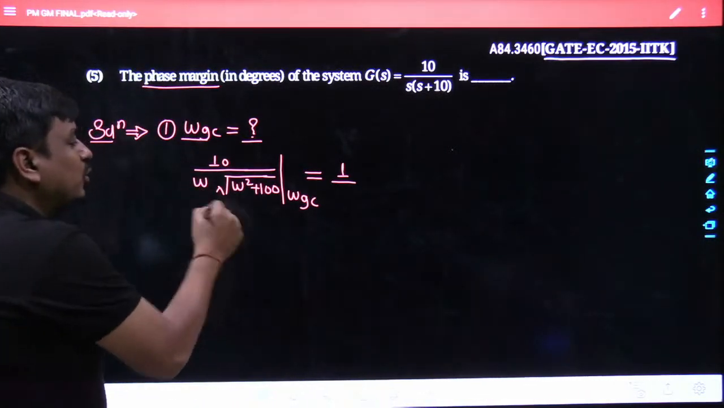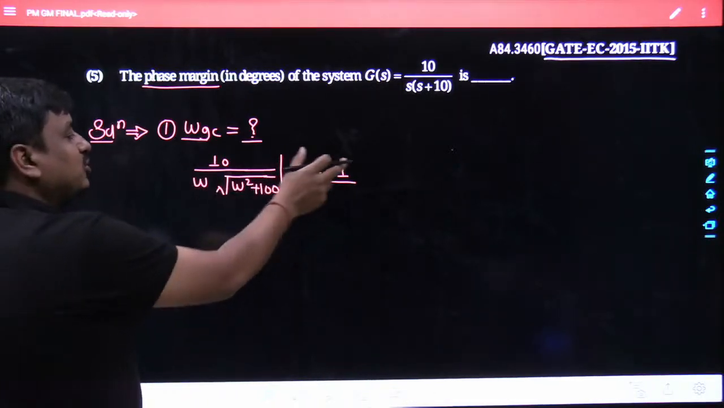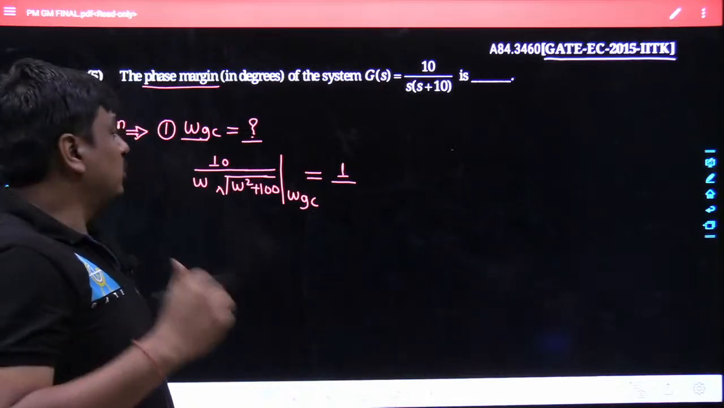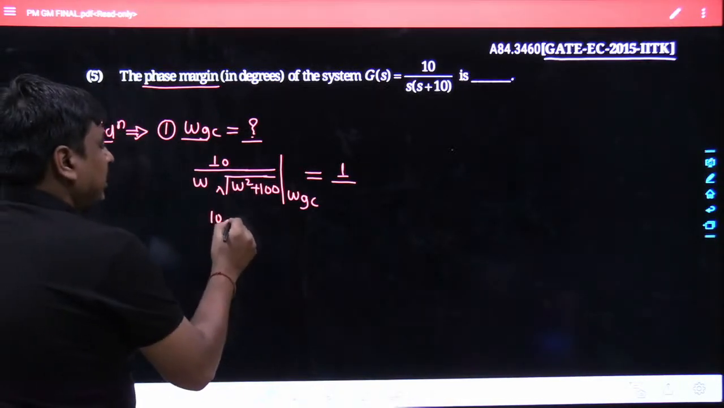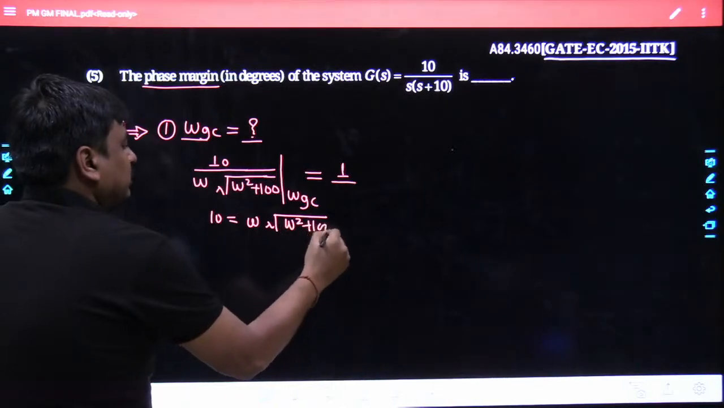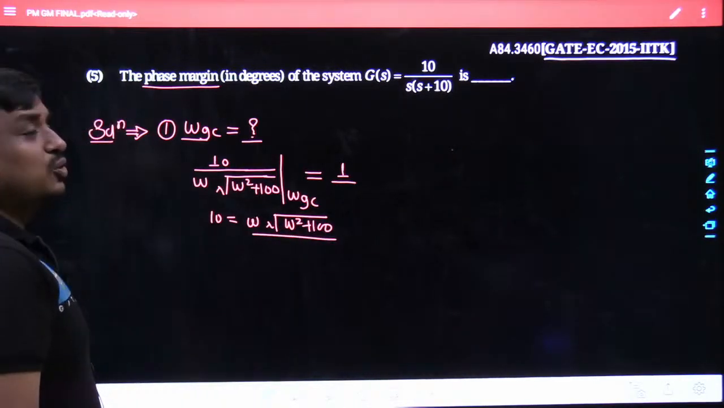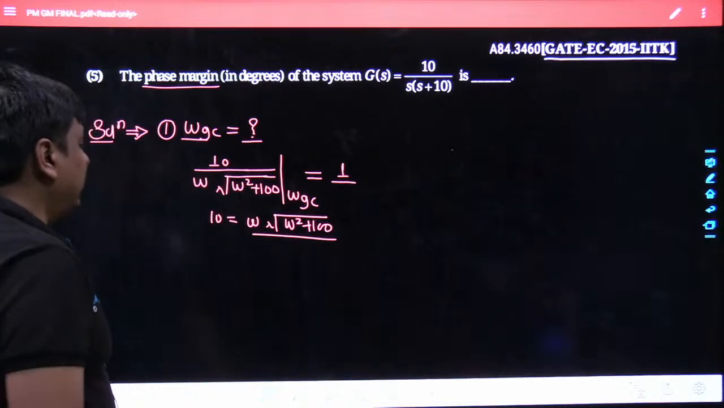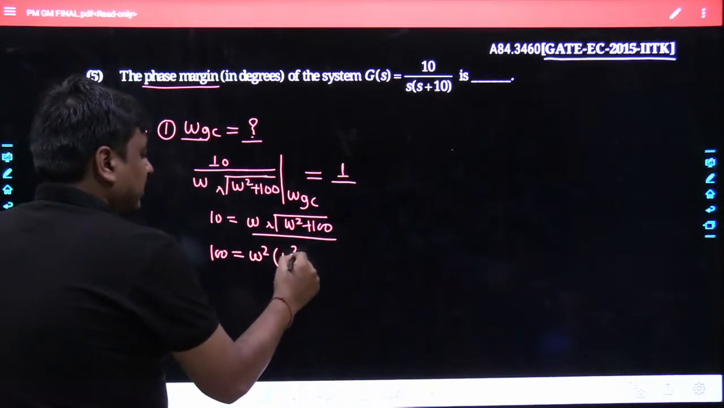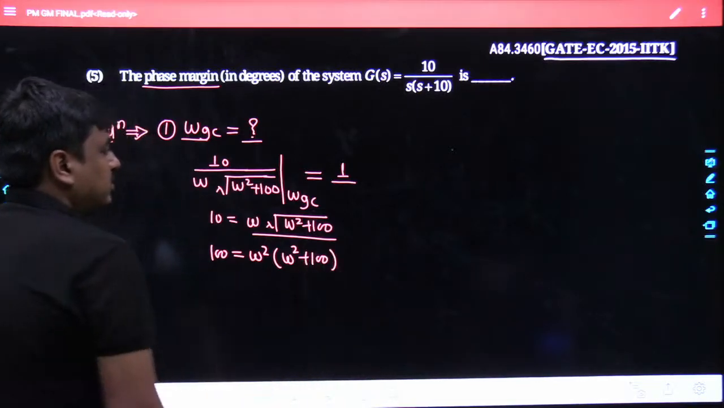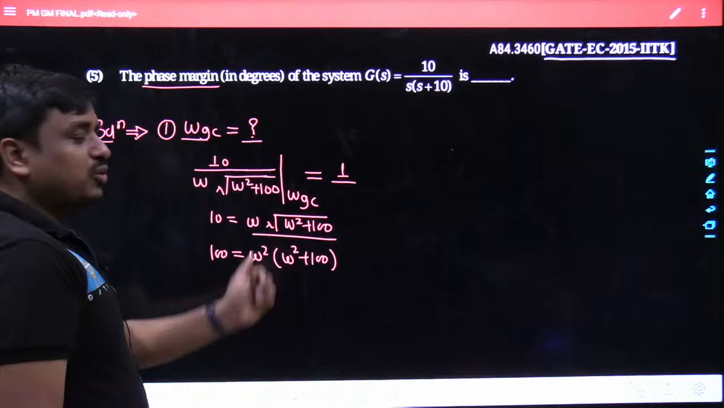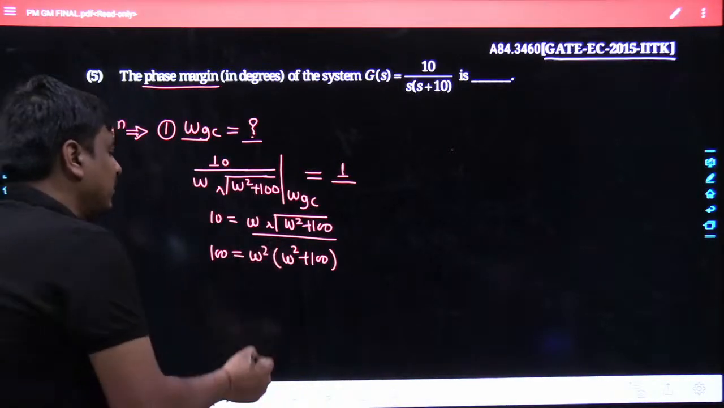So may I know what would be the value of ωgc? This factor has to be transferred to the right hand side. I will square both sides, and from there I would try to conclude something. So here it becomes 10 equals ω times root of ω square plus 100. To solve this problem, there is no other way, I have to square both sides. If I square both sides, it becomes 100 equals ω square, which gets multiplied with ω square plus 100. Till this point, nobody should have any doubt. What I would be doing, ω square would get multiplied with ω square and similarly with the 100.